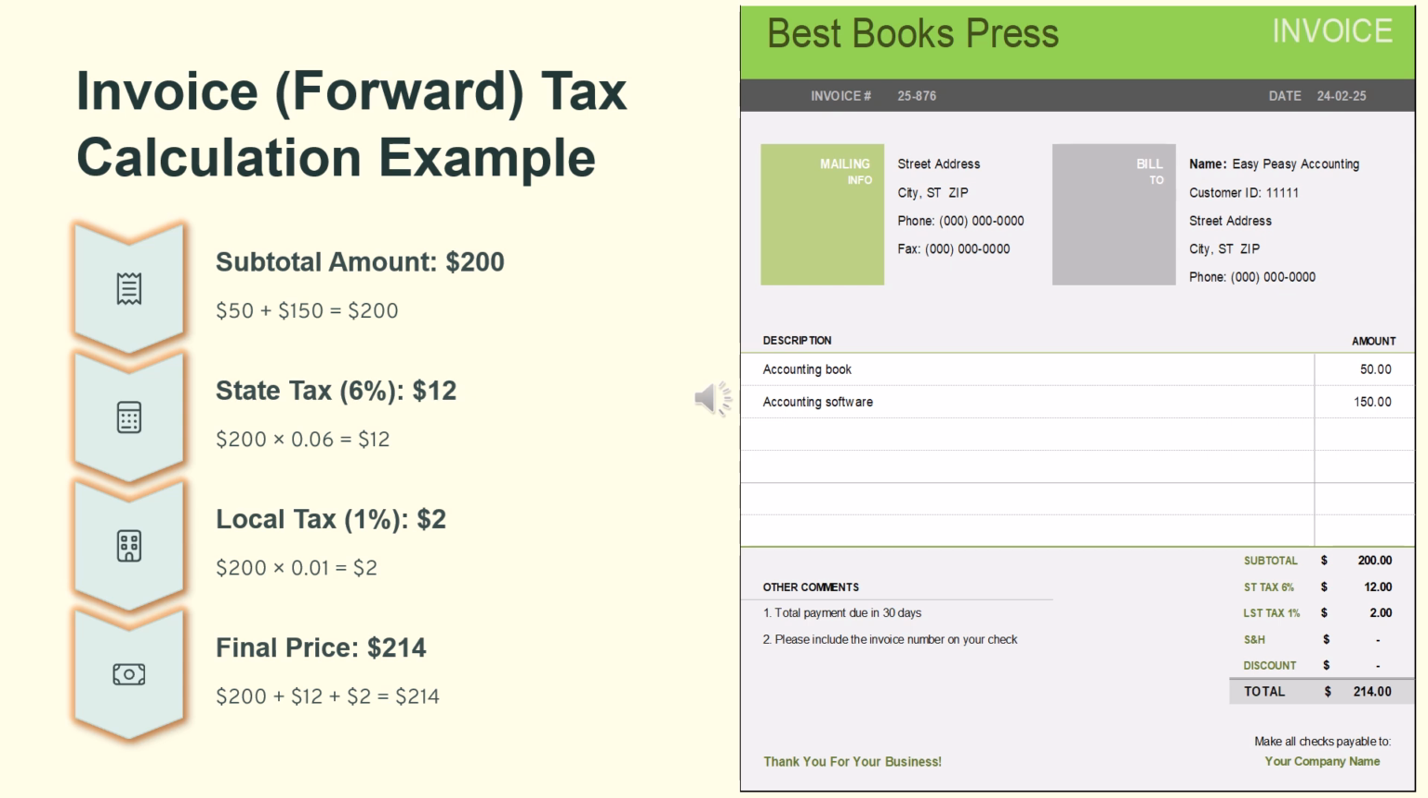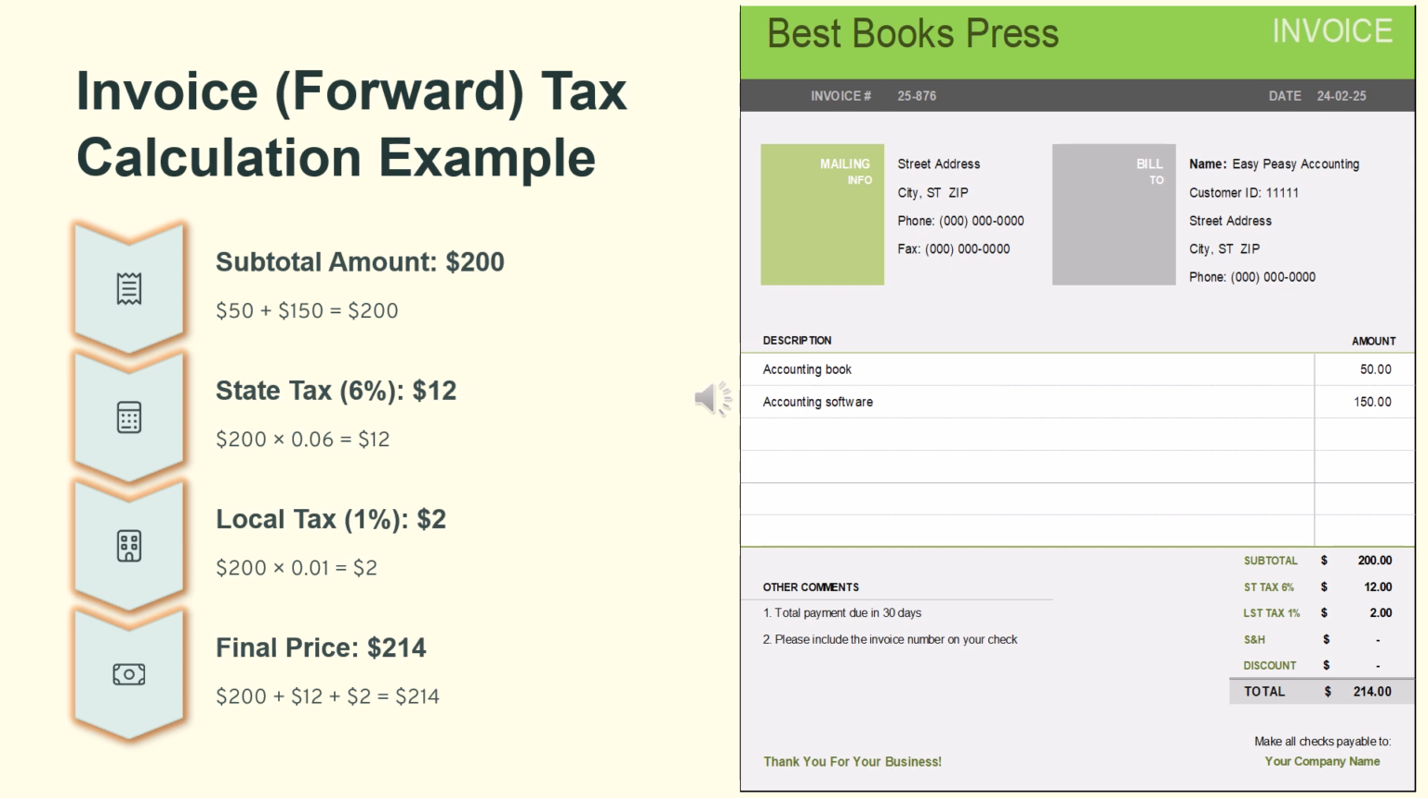Step 2. Calculate state tax, ST. Miami follows Florida's statewide sales tax of 6%. State tax amount equals $200 times 6% equals $12. Step 3. Calculate local sales tax, LST. Miami-Dade County imposes an additional 1% local surtax. Local tax amount equals $200 times 1% equals $2.